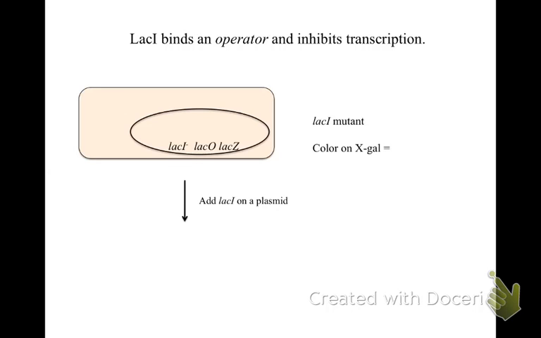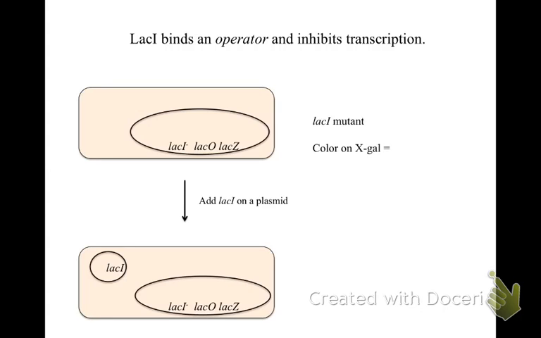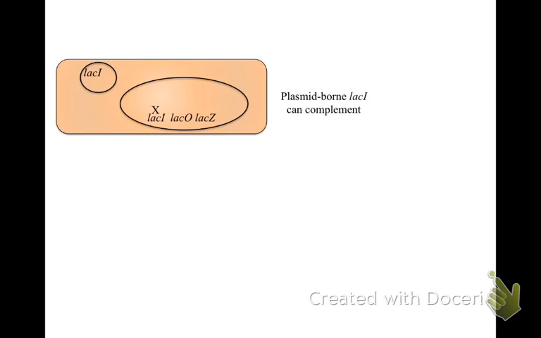Now let's add wild-type lac-I back on a plasmid. And that's shown here. And let's think about what that situation is going to be. Now we can make the lac-I protein, and it can bind to that operator. And what's that going to do? It's going to block transcription. So color on X-gal, and we're assuming that we haven't added any inducer here, is going to be white. So that example indicates that plasmid-borne lac-I can complement that lac-I mutation.